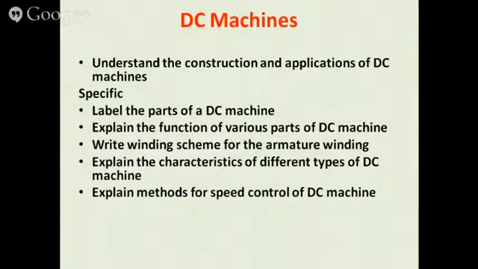Then explain the characteristics of different types of DC machines. S is missing here. You can put different types of DC machines. So again, this is understanding of the characteristics.